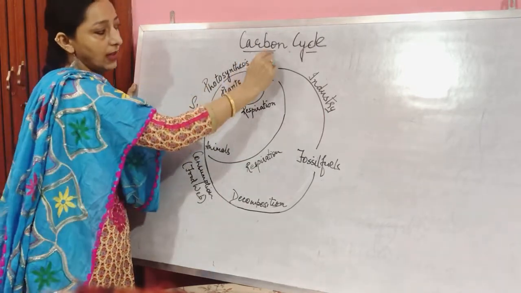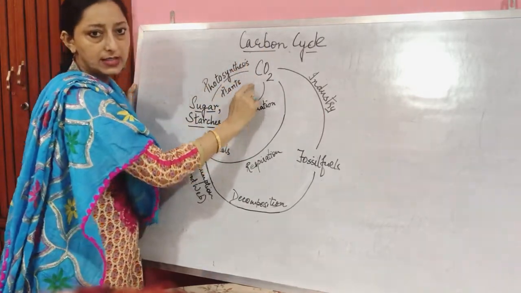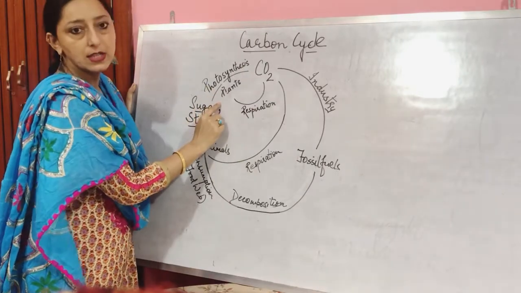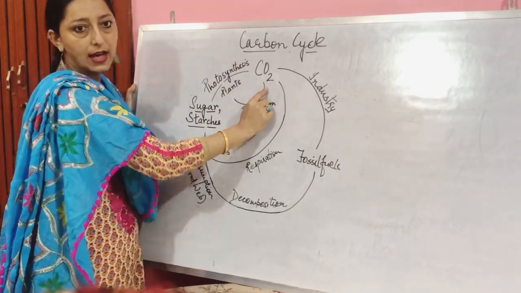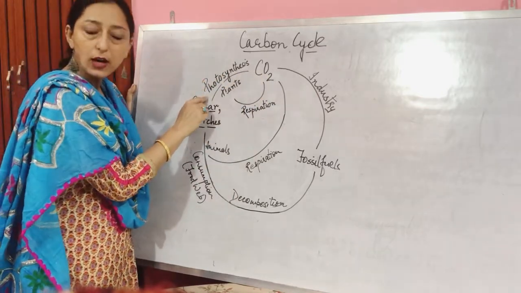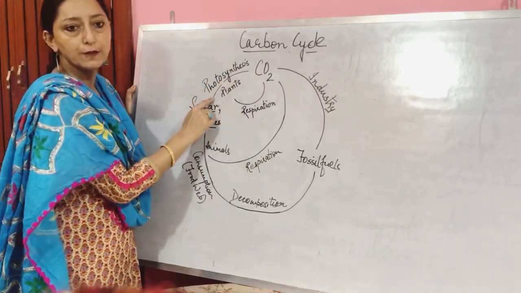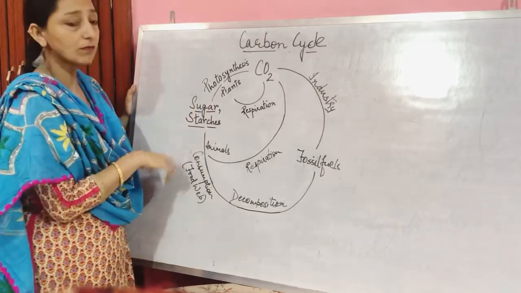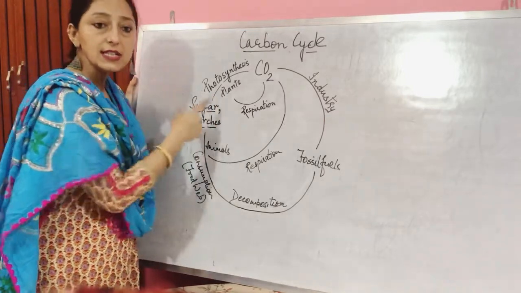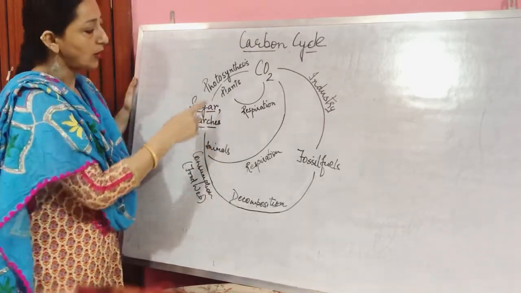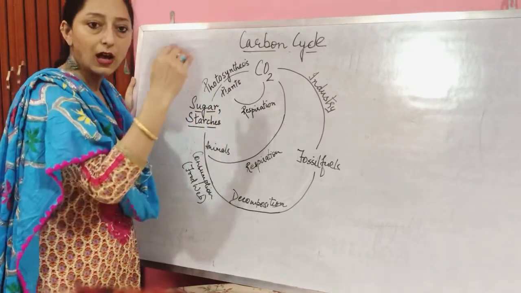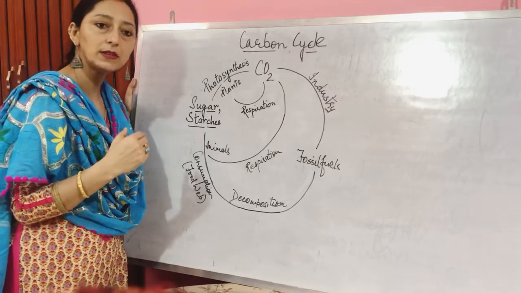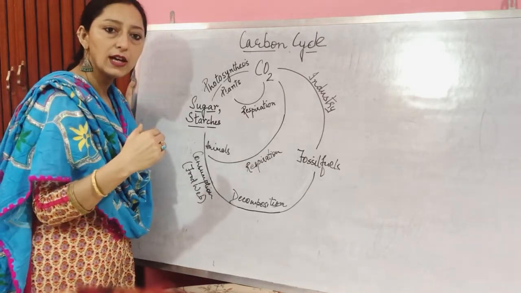So here atmospheric carbon enters the plant in the form of carbon dioxide, and it is converted into carbohydrate by the process of photosynthesis. Okay. Now this carbon passes from these plants to animals. How is carbon passing from plants to animals?